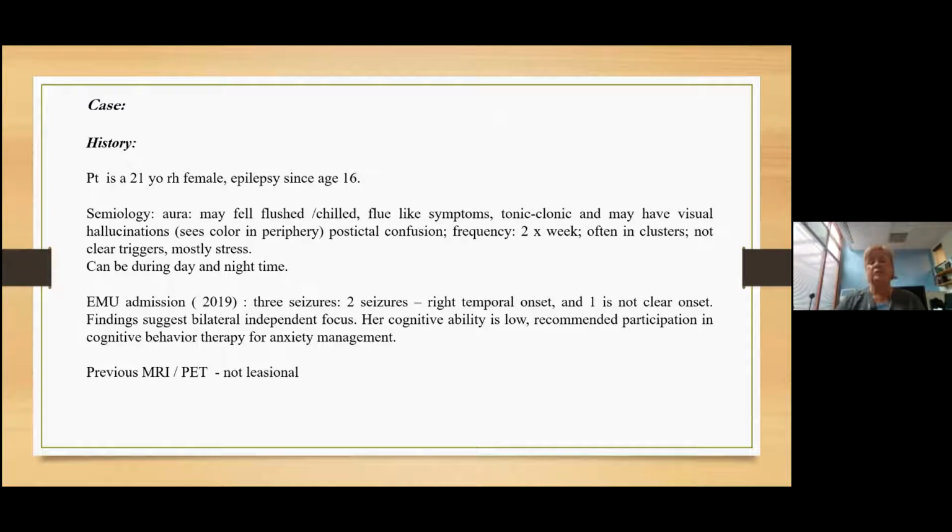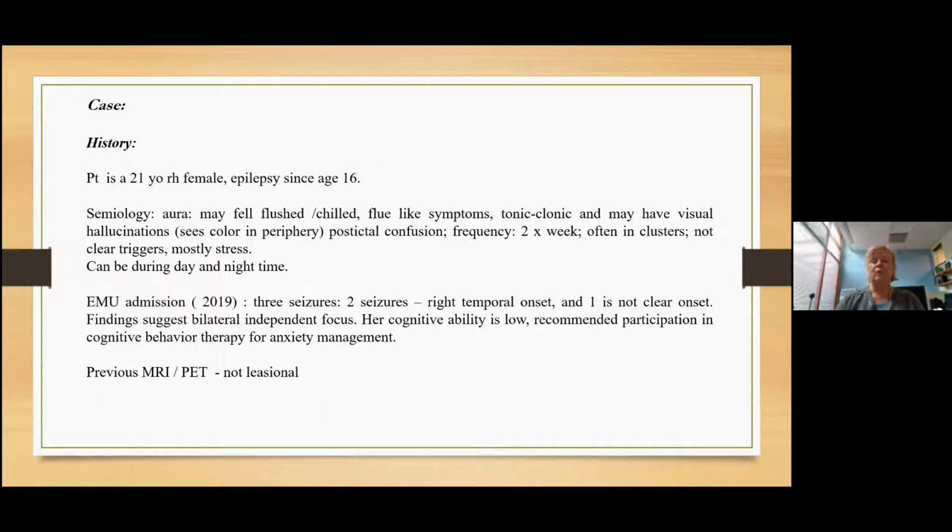Her MRI shows non-lesional and PET shows non-lesional. She had 2 seizures during admission with AMU. Only 3 seizures were recorded at that time when she was admitted. Two seizures pointed to the right hemisphere. One was a right temporal onset, another was right hemisphere with a not clear lobe onset, and the third seizure was not clear.